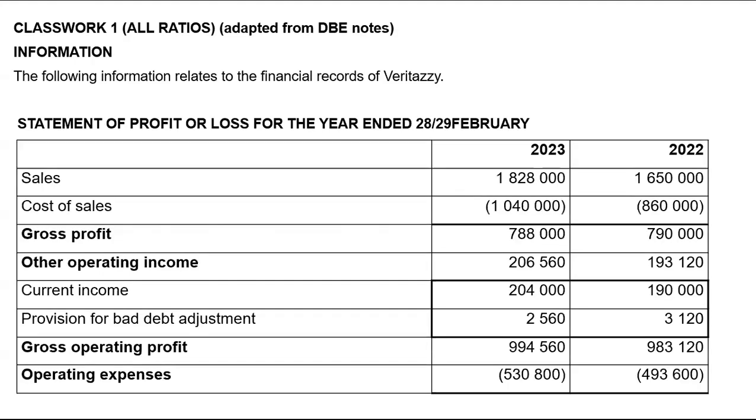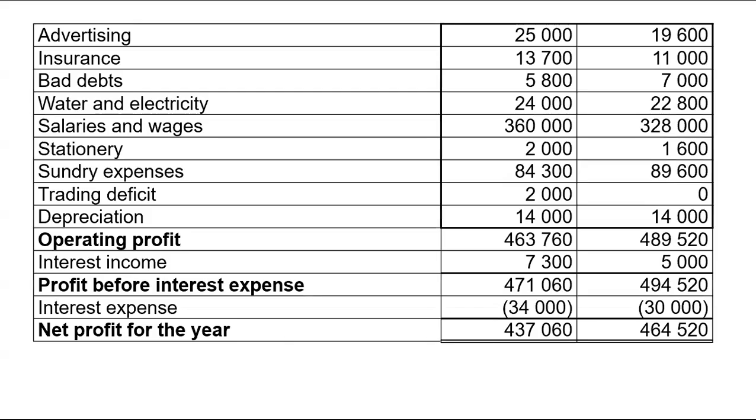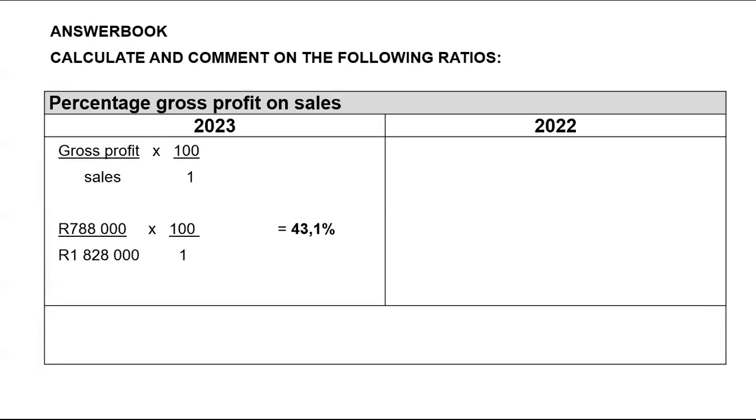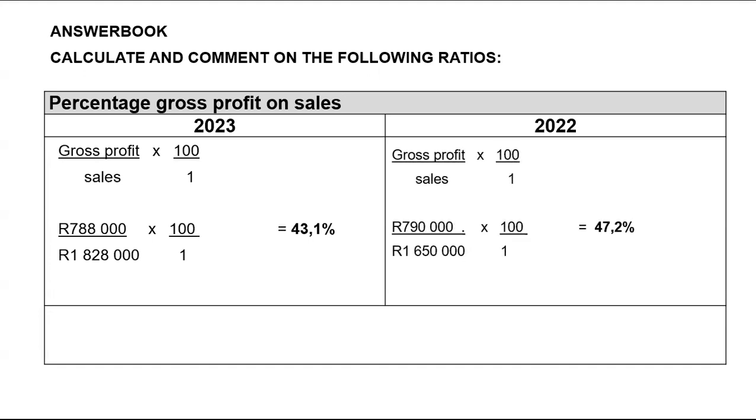We also need to calculate gross profit on sales for 2022. So we only look at the 2022 column where our gross profit is 790,000 and sales amount to 1,650,000. To calculate gross profit percentage, you will simply use the formula, gross profit divided by sales times 100. Gross profit we said was 790,000. Take that and divide it by 1,650,000, and that'll give you 47.2%.